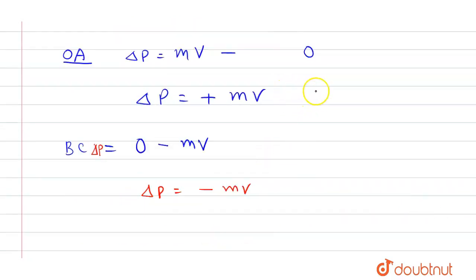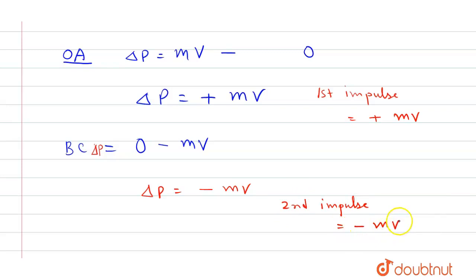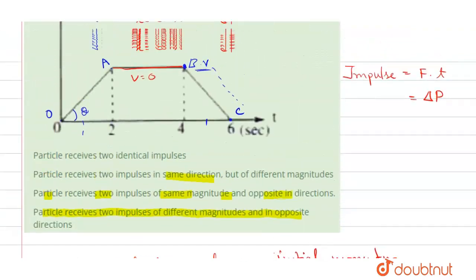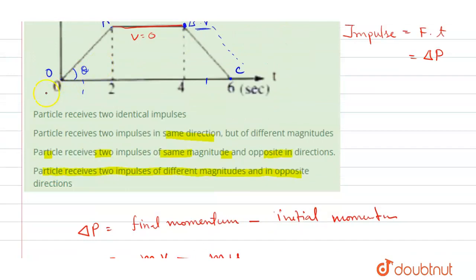So first impulse is positive, which is mv, and the second impulse is negative, m into v. So first option, the particle receives two identical impulses. This is wrong since two impulses are equal but opposite.